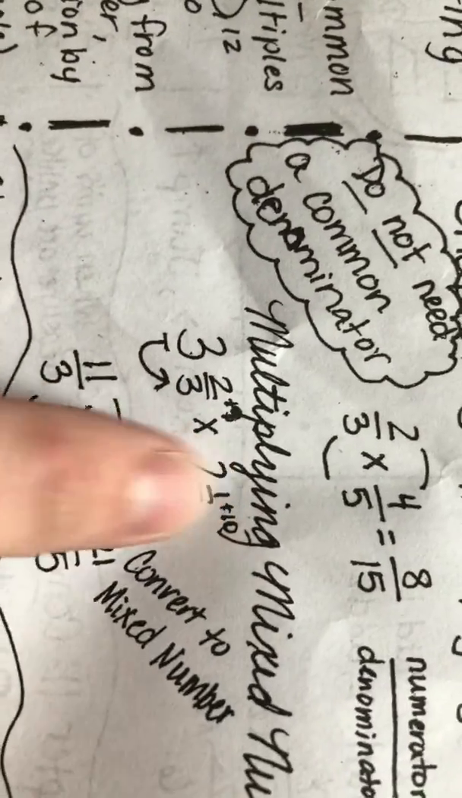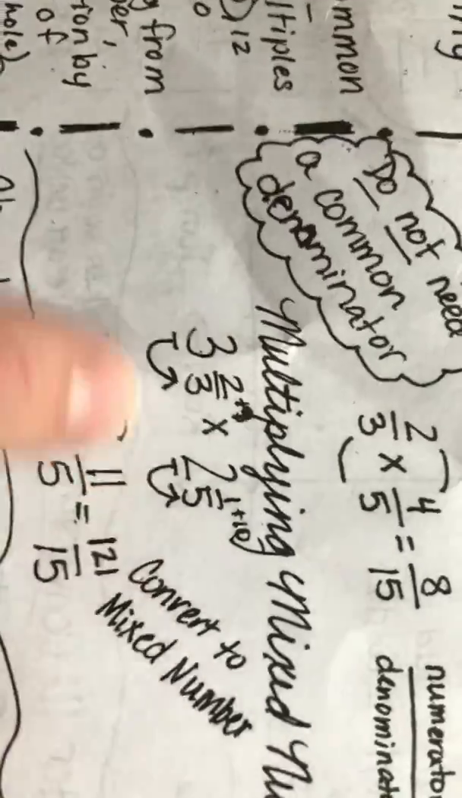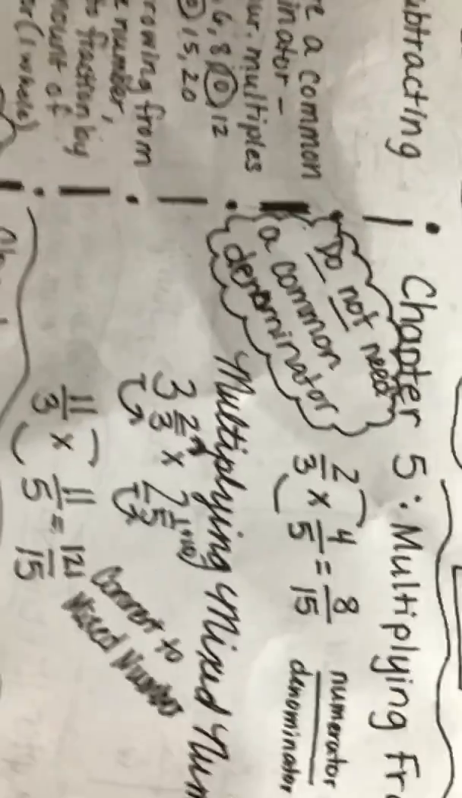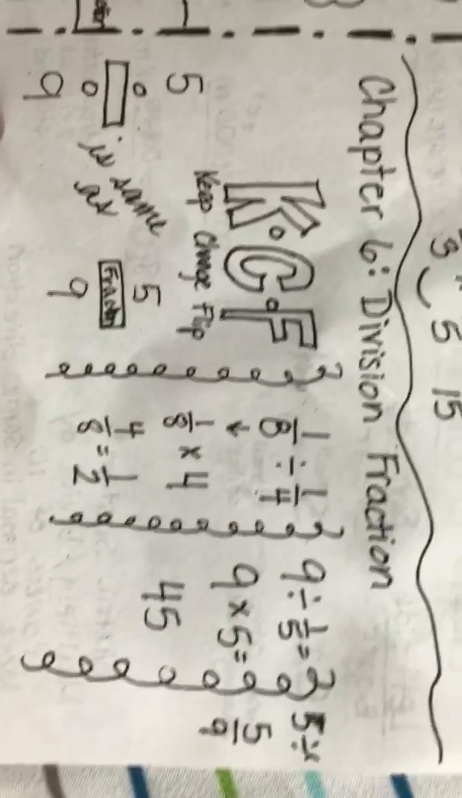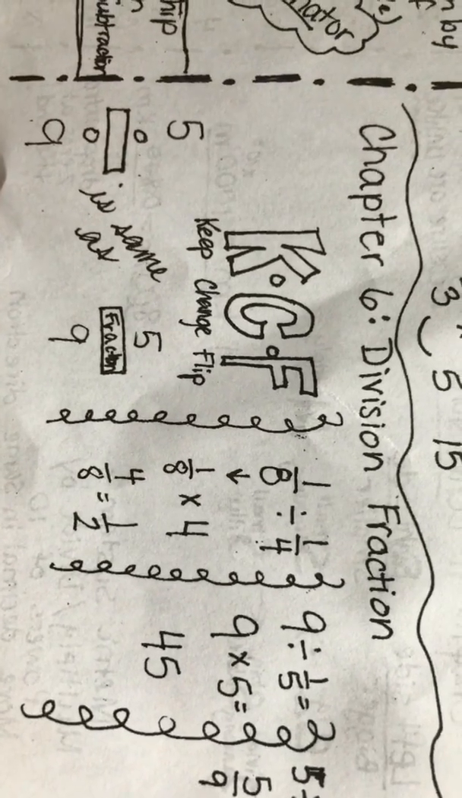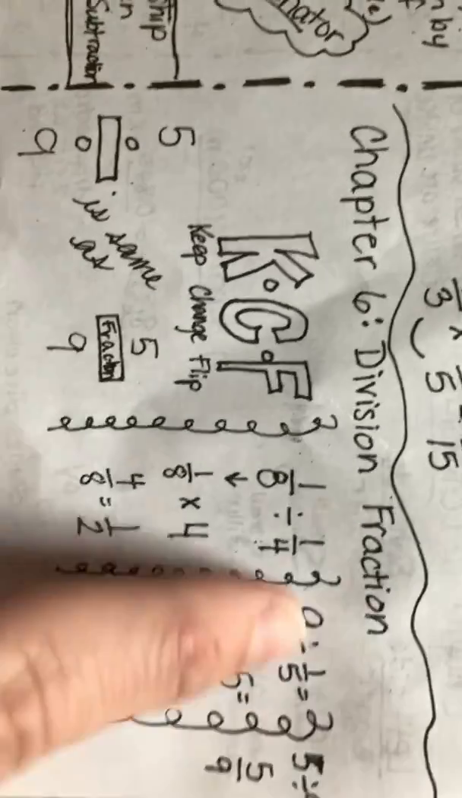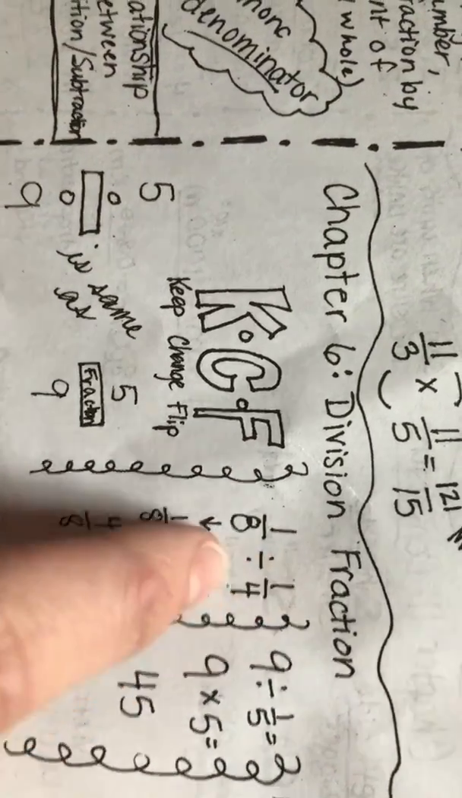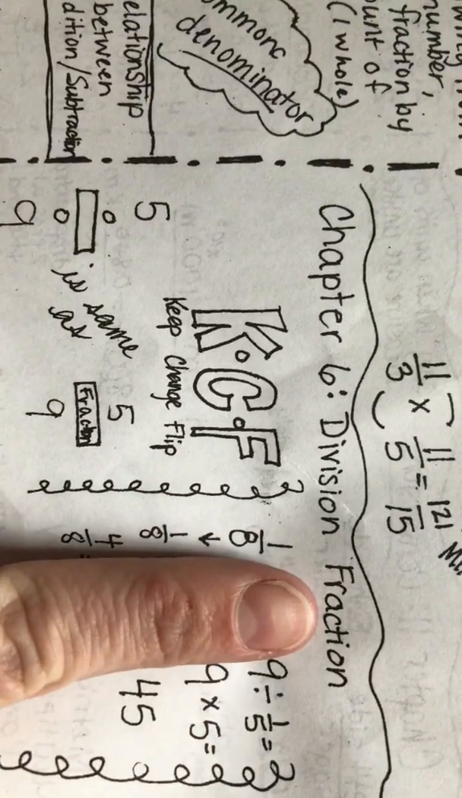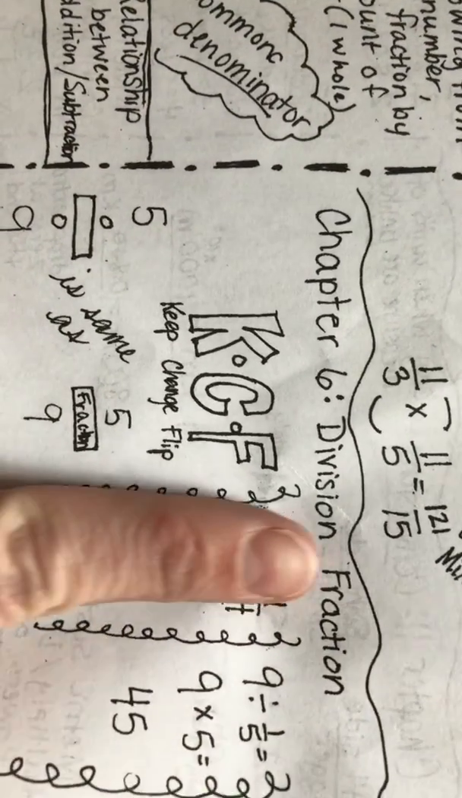If this was a fraction, I just drop the fraction down. Again, numerator times my numerator, denominator times my denominator. Make sure you take it back to a mixed number if that's how it's representing your answer choice. We moved on to chapter 6, division of fractions. Keep, change, flip. Always keep, then change, flip the second. So I always keep the first, change the multiplication, flip.